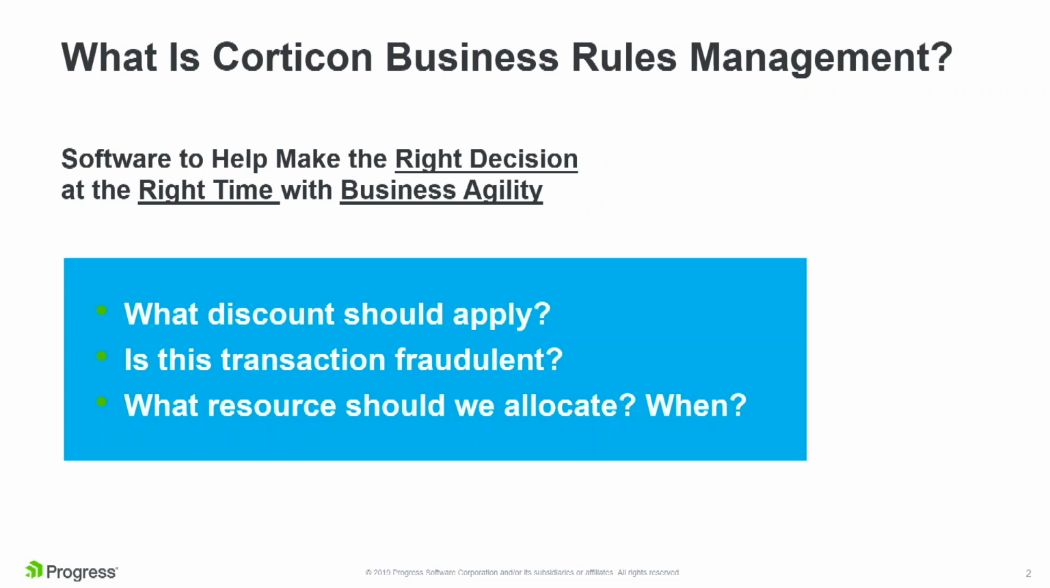It answers things like what discounts should be applied if you're in an e-commerce type application. Is this transaction fraudulent? That would be the sort of thing you're looking for in a financial application. What resource should we allocate? That could be in some sort of industrial environment, or in a sales lead routing application. So Corticon has a broad reach for the sorts of applications that you can build.